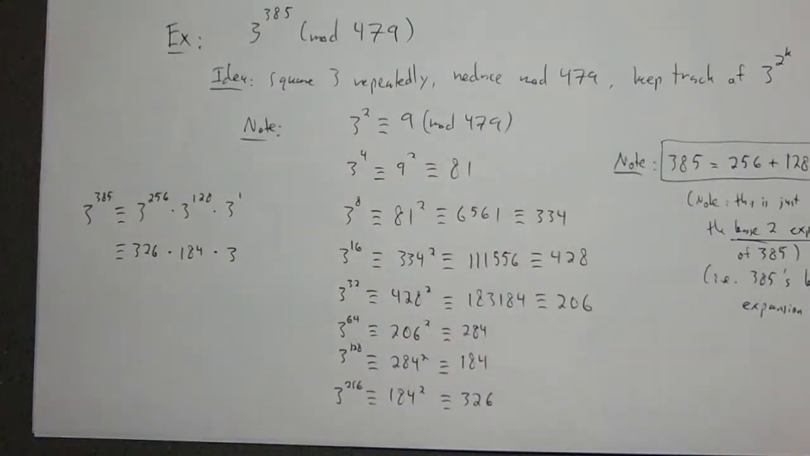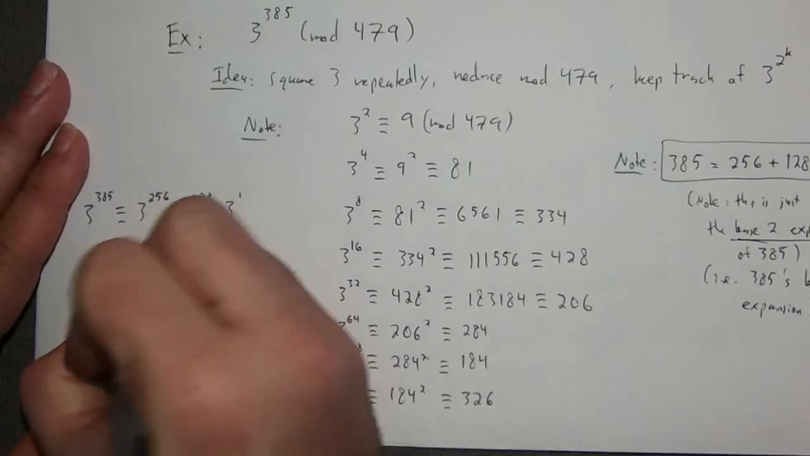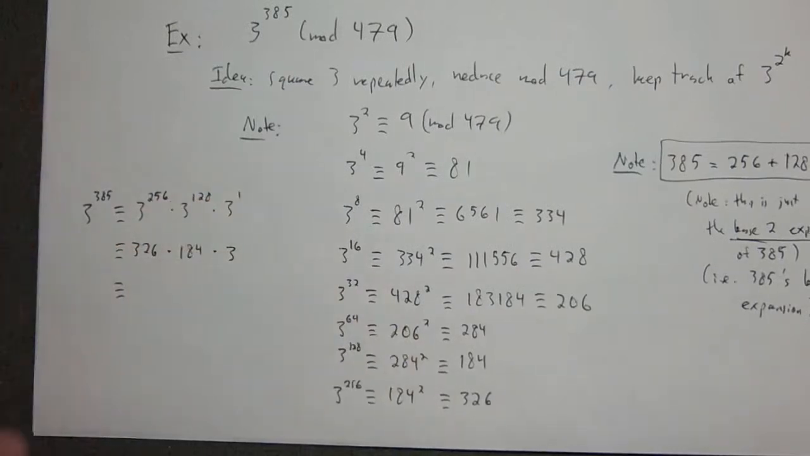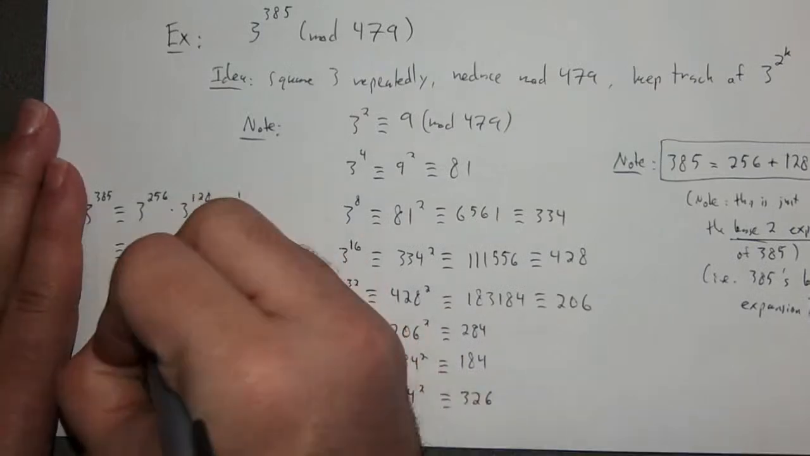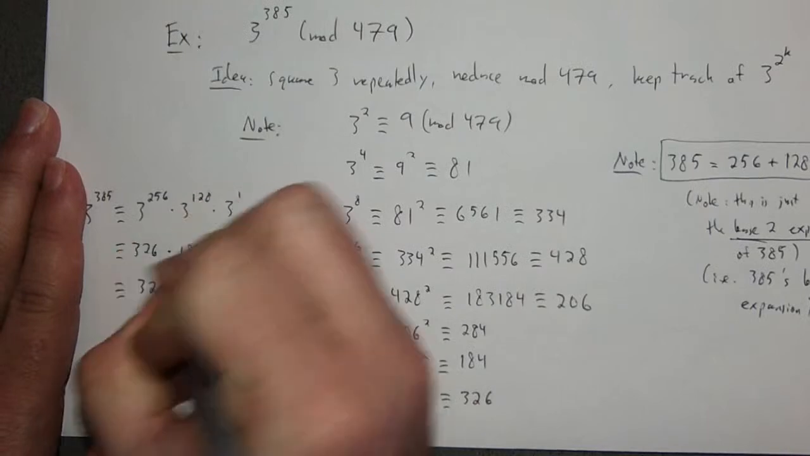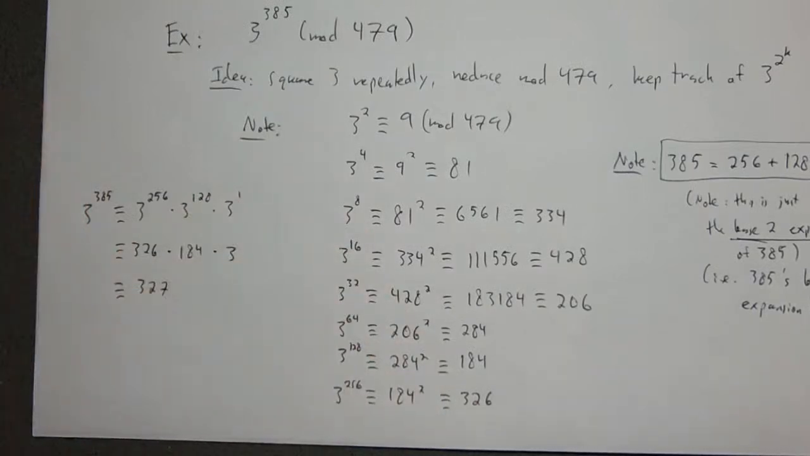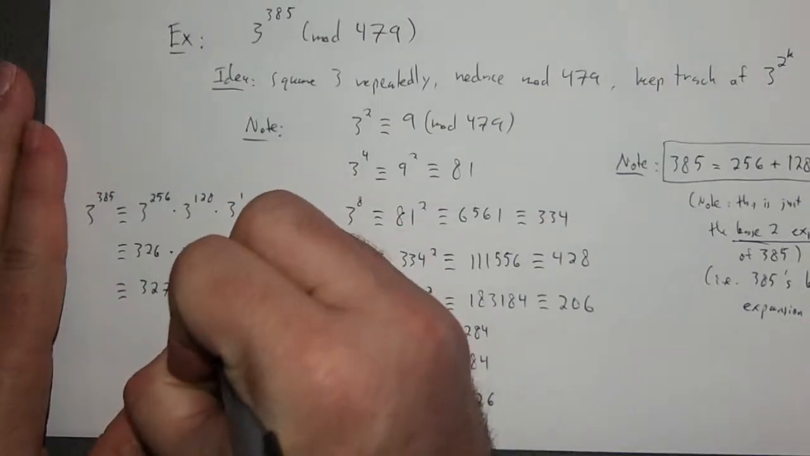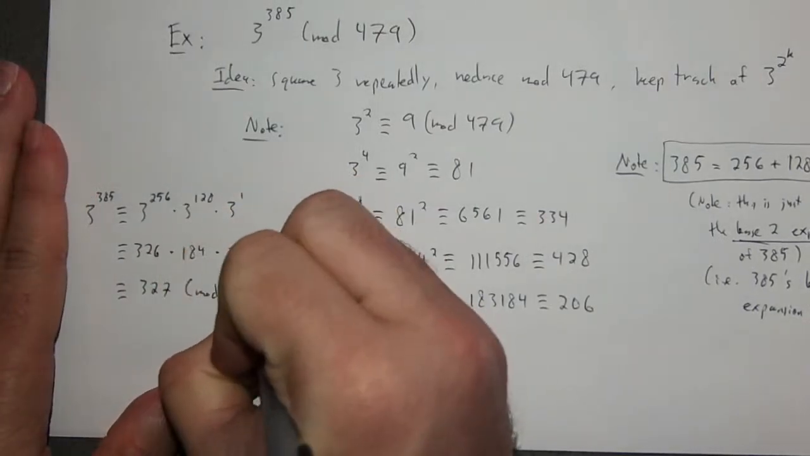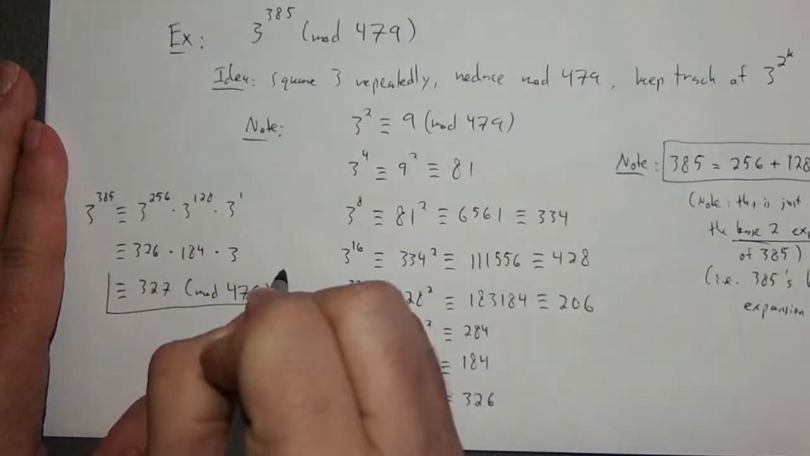So now I have this product of 3 things, and I can actually just compute. Of course there's a number of ways you could do this. Some are quicker than others, but I could just compute this product and then reduce mod 479. So this turns out to be 327. Okay, so this is 327 mod 479. And that was exactly what I wanted to figure out.